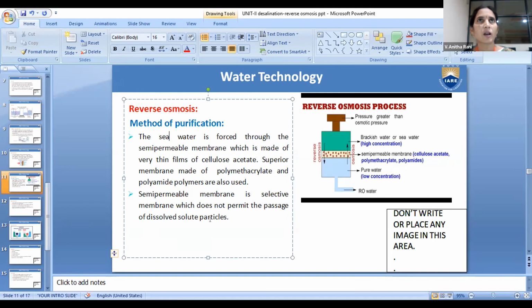Where you have to apply the pressure? Students, where you have to apply the pressure? You have to apply pressure on the solvent, which is greater than osmotic pressure. Okay, from which side you have to apply the pressure? Higher concentrated side solution, on the seawater side, where you are taking seawater in the chamber. So from that side you have to apply more pressure, so that the solvent easily flows from higher concentrated solution to lower concentrated solution through the semi-permeable membrane.